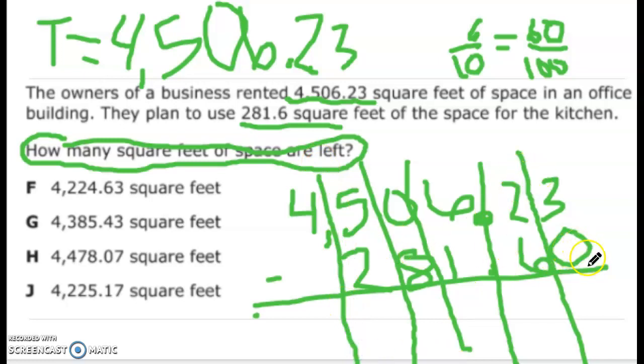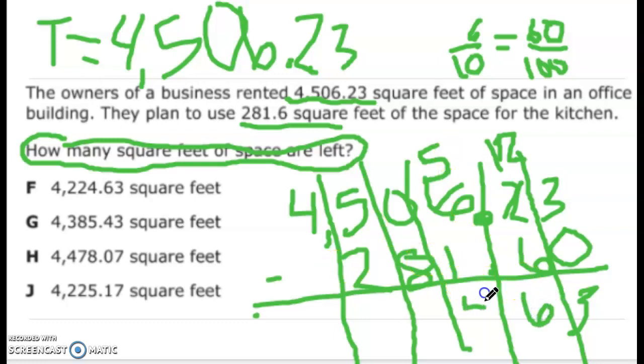Okay, 3 minus 0 is 3. 2 minus 6, can't do that. So I have to regroup. I'm going to take a 1 from the 1, and that's going to give me 10 extra tenths. I have to add it here to these 2 tenths. So now I have 12 tenths. 12 minus 6 is 6. 5 minus 1 is 4. Drop that decimal place straight down.